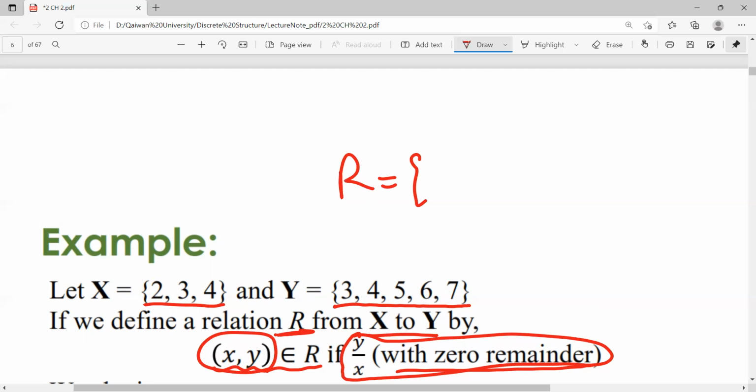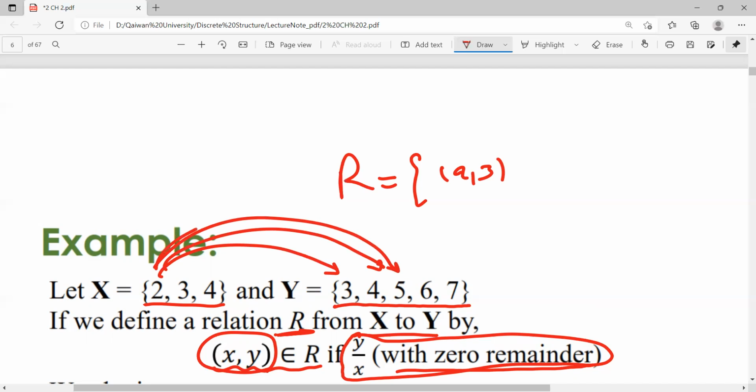Okay, let's see. Let's say 2 and 3. Let's check if we can write this in the relation or not. 2 and 3, then 2 and 4, 2 and 5, 2 and 6. For all of them, they must satisfy that. Yes, this is Y and this is X. We say 3 over 2. Can we divide 3 by 2? No, so it must not be in the relation.